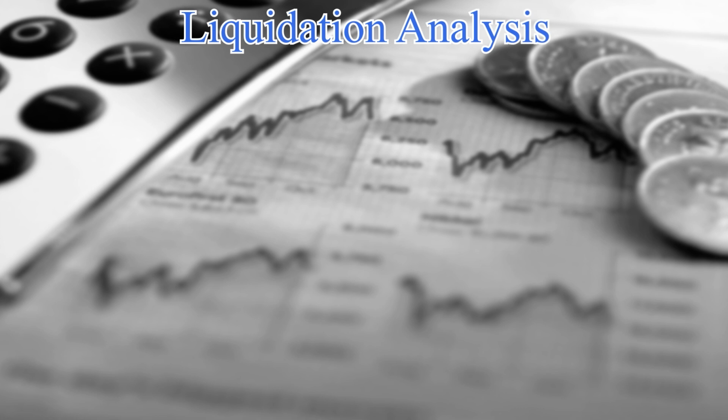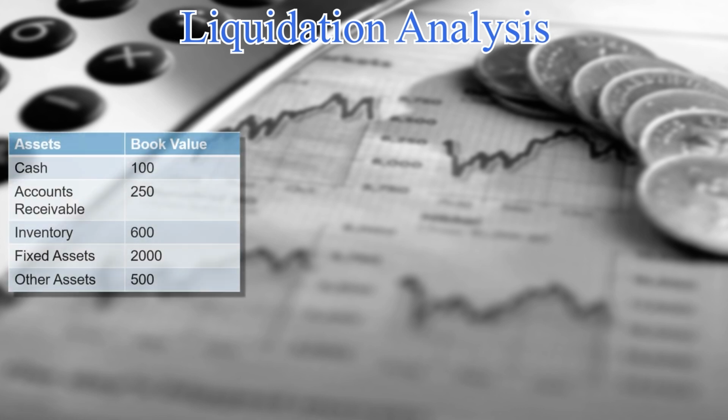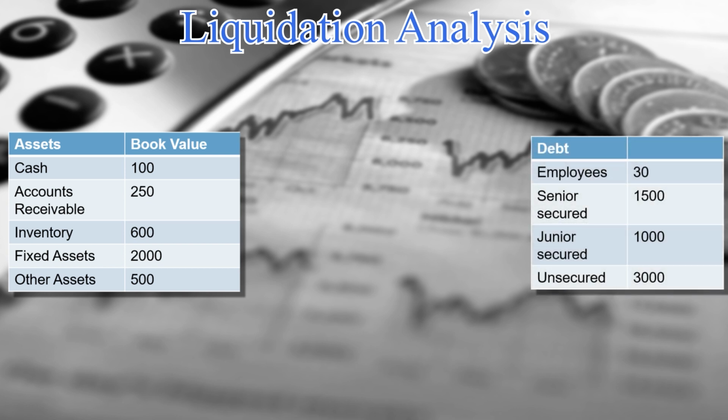Suppose you have a company which has some assets: cash, accounts receivable, inventory, some fixed assets, other assets, and then it also has debt. There are several groups of debt, several numbers in line, so the company owes something to its employees. Then there is the senior secured loan, junior secured bonds, and unsecured junior bonds. How do you analyze the liquidation value? You need to assign a recovery percentage to each line of assets in the company's balance sheet.